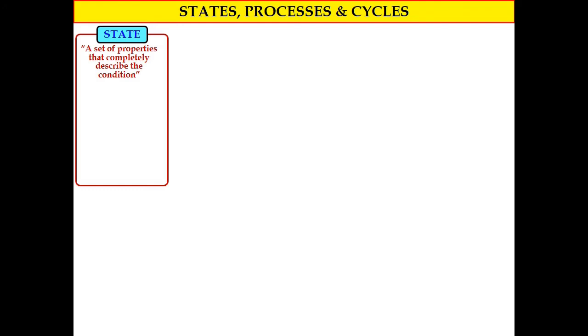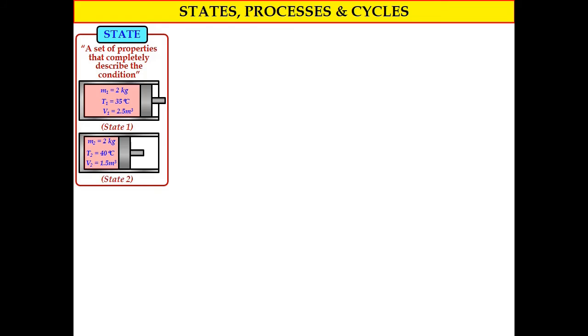Okay, now we want to look at the meaning or definition of states, processes, and cycles in thermodynamics. The meaning of a state is a set of properties that completely describe the condition. For example, we have a piston cylinder device. This is considered as state number 1, where we have a number of properties such as mass equal to 2 kg, temperature 35 degrees Celsius, and volume 2.5 cubic meters. Because this is state number 1, we denote the properties as M1, T1, and V1.